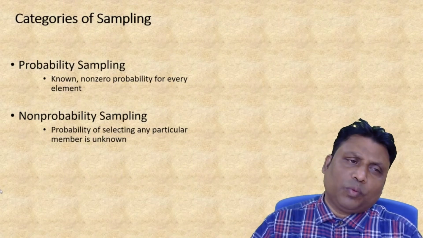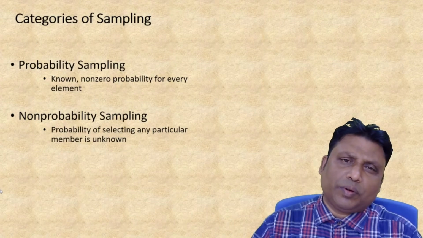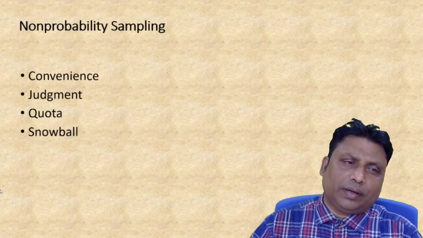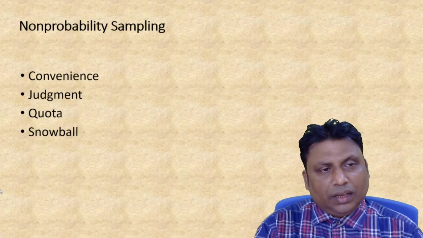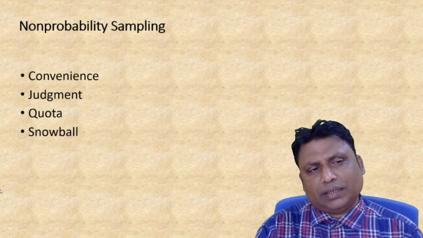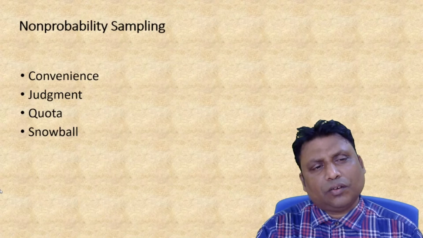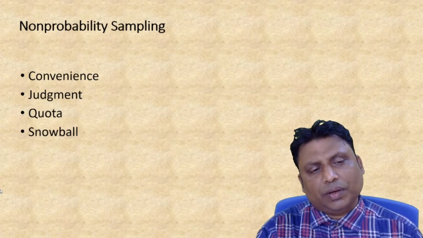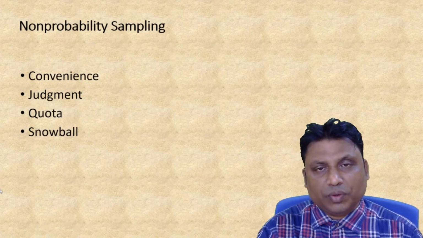So what are the techniques for both cases? One is probability sampling, one is non-probability sampling. We will discuss them one by one. In non-probability sampling cases, we use convenience sampling, judgment sampling, quota sampling, and snowball sampling. Generally, we use convenience sampling.